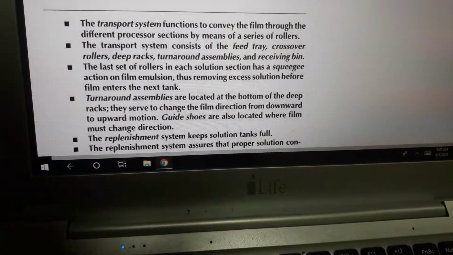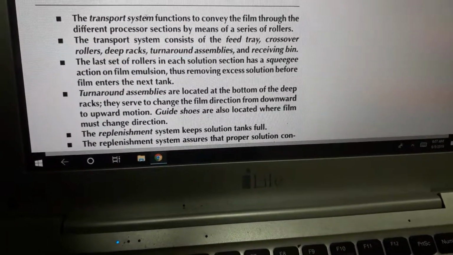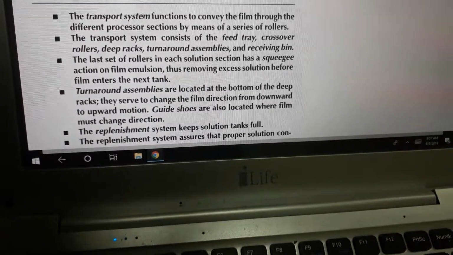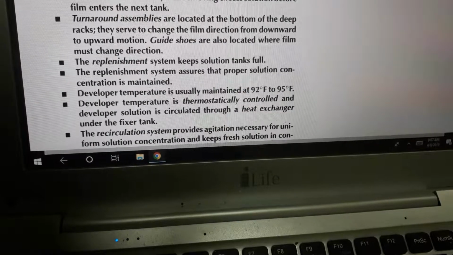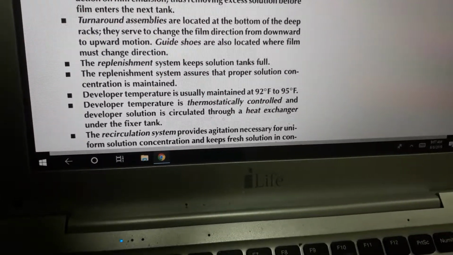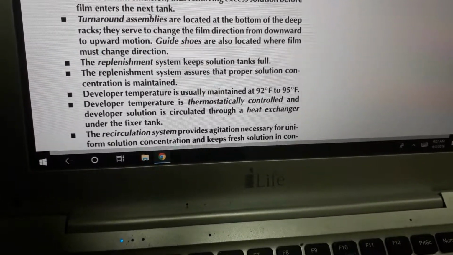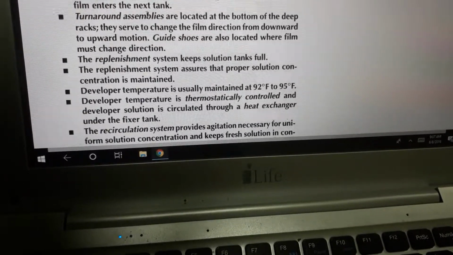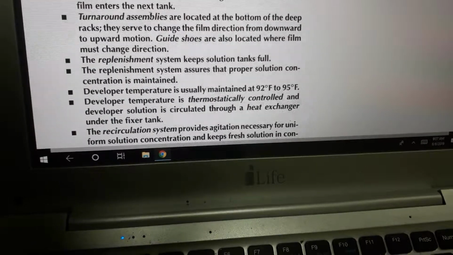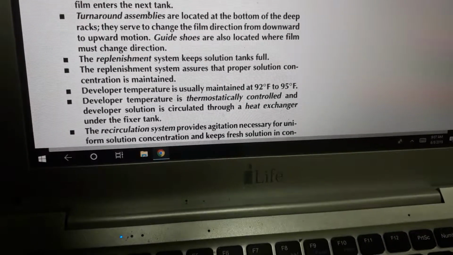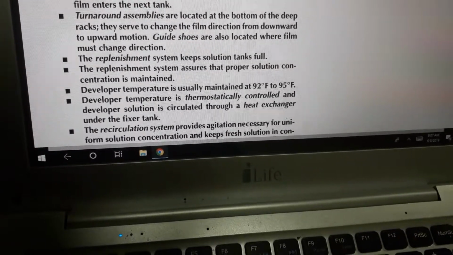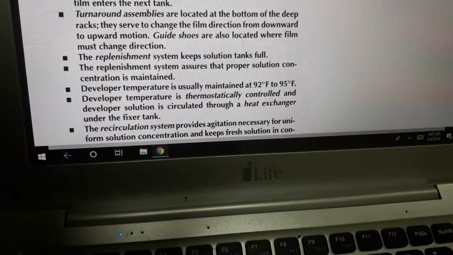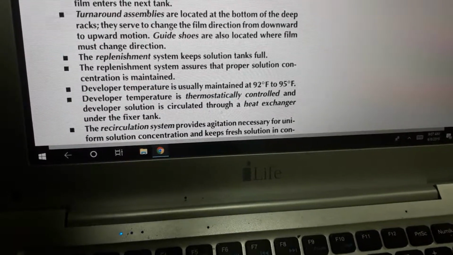The replenishment system keeps the solution tank full. The replenishment system assures that the proper solution concentration is maintained. Developer temperature is usually maintained at 92 to 95 °F. Developer temperature is thermostatically controlled and the developer solution is circulated through a heat exchanger under the fixer tank.